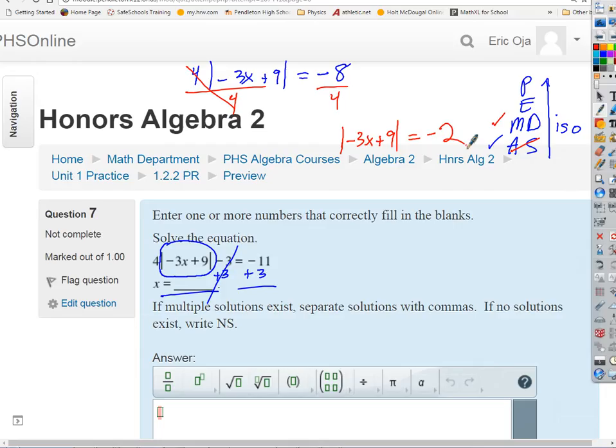We've got a problem, because now we can see that we've got an absolute value expression which is equal to a negative number. That's impossible. So the answer has to be no solution.